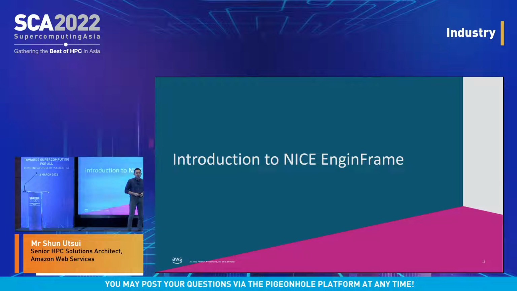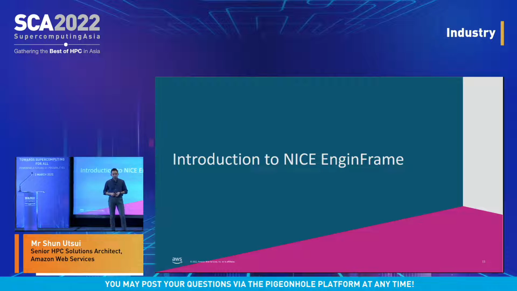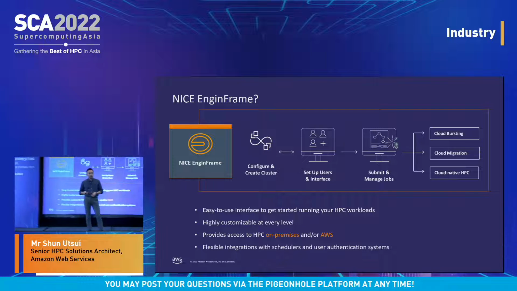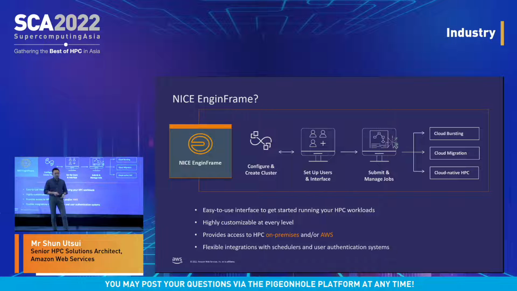So what exactly is NICE EnginFrame? To start with history, AWS acquired a company called NICE Software in 2016, which was the original developer of the software NICE EnginFrame. After we acquired the company, we developed it even further, and we made it available on both on-premise and AWS. It's an easy-to-use interface to get started running your HPC workloads, and it's highly customizable at every level.